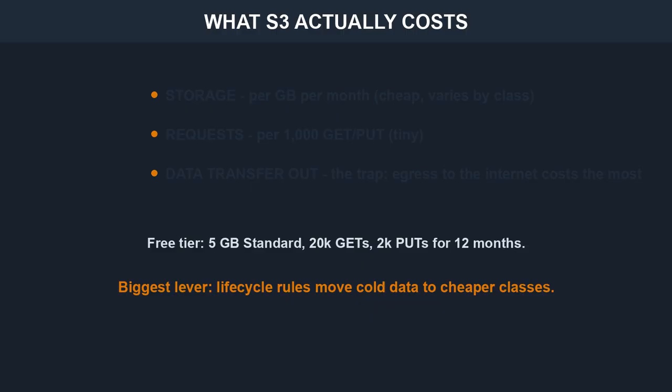Let's be honest about cost, because surprise S3 bills are common. You pay for three things: storage per gigabyte, requests like gets and puts, and, the trap, data transfer out to the internet. That egress is usually the expensive part, not the storage itself. Free tier gives you 5 gigabytes for a year. And the biggest money saver, again, is Lifecycle rules moving cold data to cheaper classes automatically.